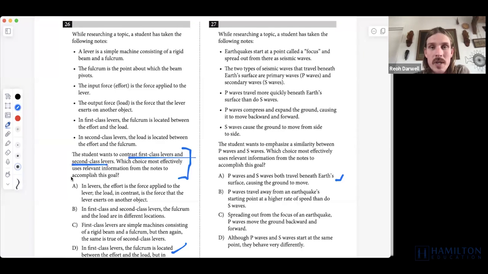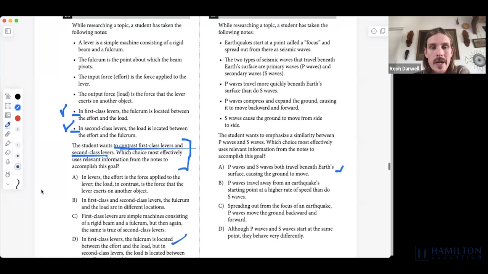We need what's from the goal, and that's it. So what is the goal? To contrast first-class levers and second-class levers. All right. So we need these two notes right here to be in our answer choice. If they are not, the answer choice cannot be correct, right?